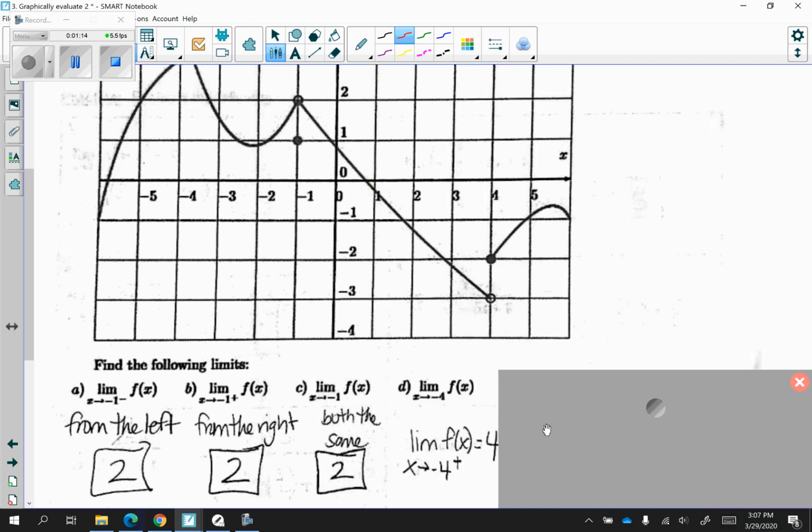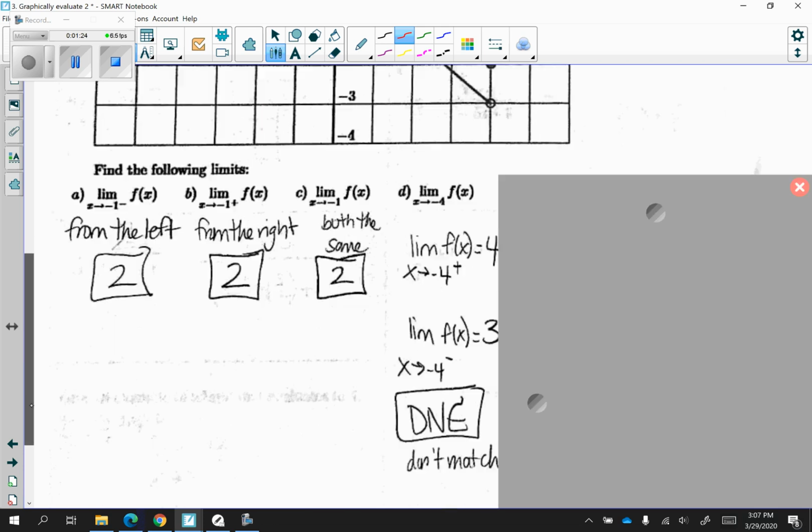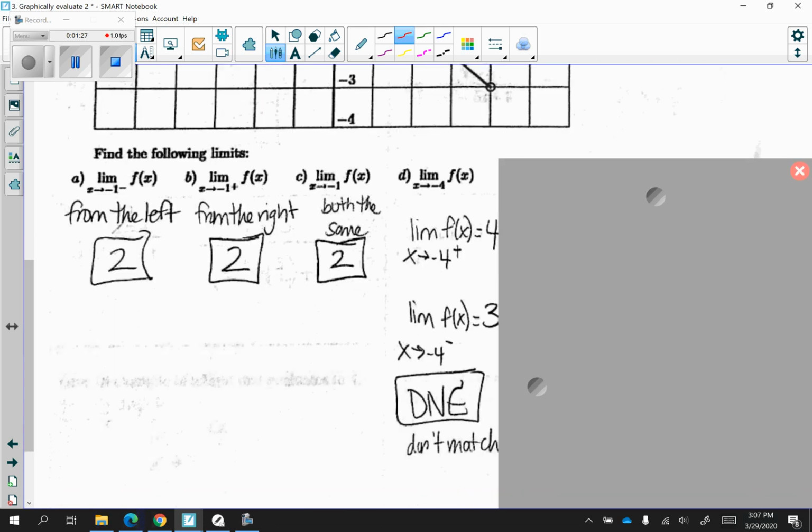Next, we have the limit as x approaches -4 of f of x. Notice it doesn't say from the left or from the right, so it's our job to find from the left and from the right. From the right, the limit approaches 4. From the left, it approaches 3. Because those numbers are not the same, the limit does not exist.